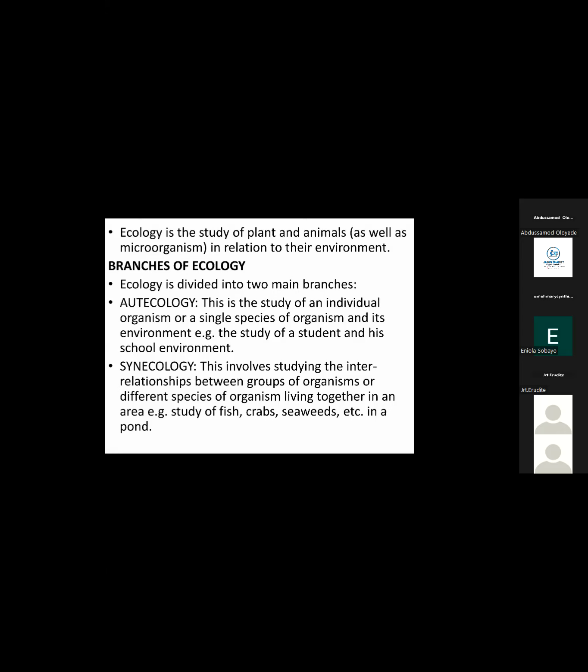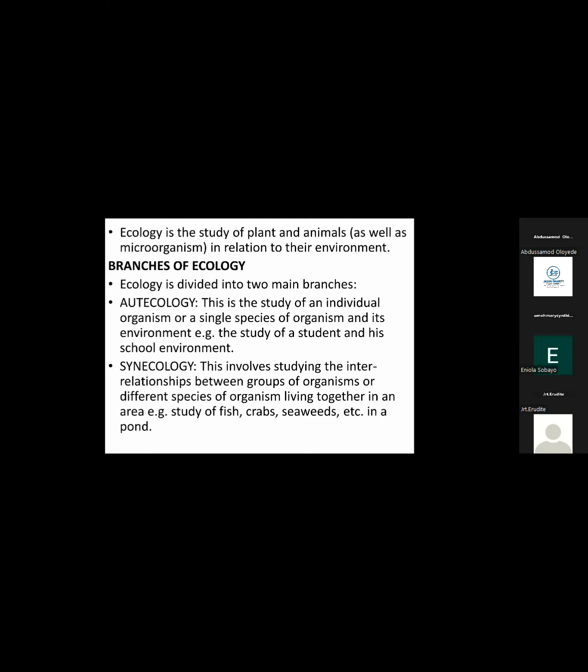To study the organisms in a school, for example. Now, if I study organisms in a school, we study all the students in the school, all the microorganisms in the school, the grasses in the school. So all of this falls under synecology. But autecology, on the other hand, deals with just studying a single species. Let's say, for example, one studies a single specific kind of species in a pond. It still falls under autecology.